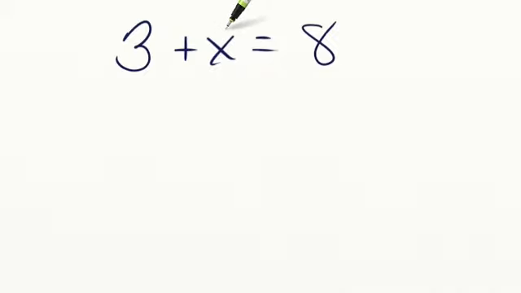Now there's a couple ways that you can go through this problem. You can say 3 plus what equals 8. We know that if we add 3 plus 5, then we get an amount of 8. So we know that x is equal to 5. But sometimes problems won't be this simple.